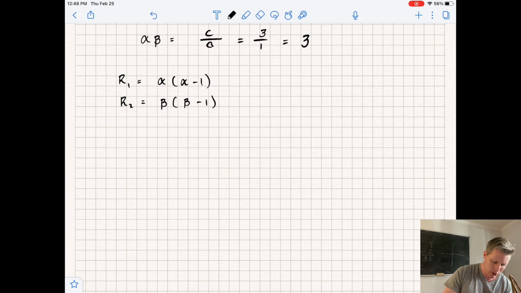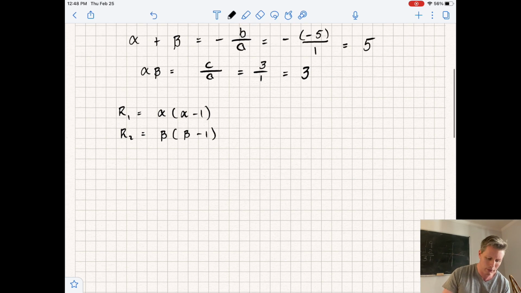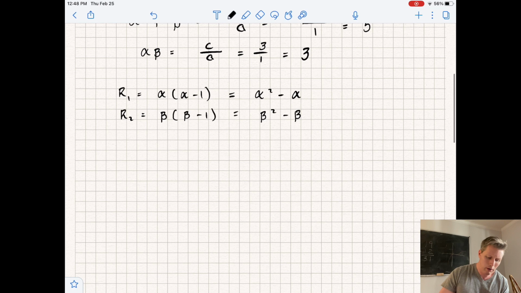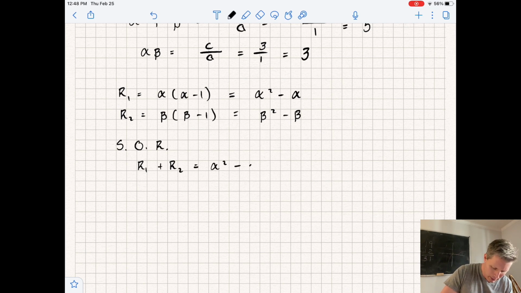Okay, so to start, I think I'll start by distributing out my parentheses in both of my roots. So I have alpha times alpha minus 1, so that is alpha squared minus alpha. And R2 is beta squared minus beta. And now I'll start with the sum of my roots. For shorthand, I'll write SOR, that's the sum of the roots. So that is R1 plus R2. Well, R1 plus R2 is therefore alpha squared minus alpha plus beta squared minus beta.